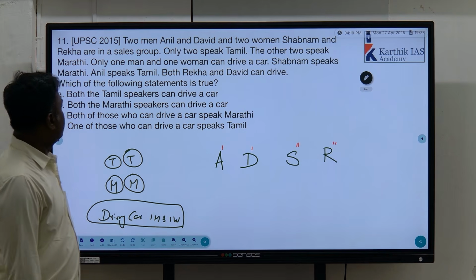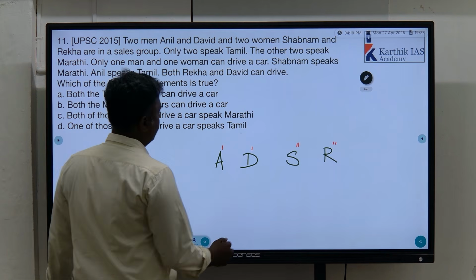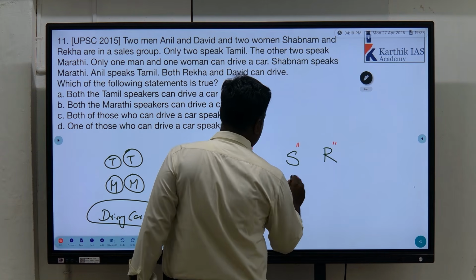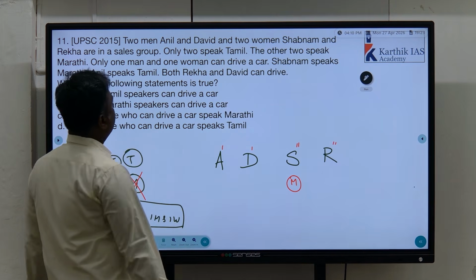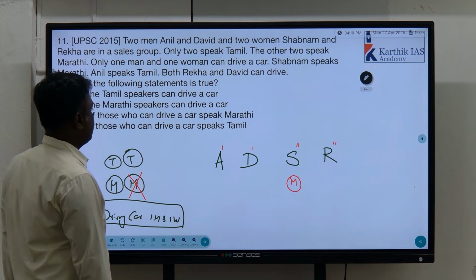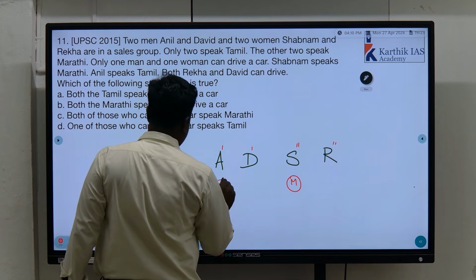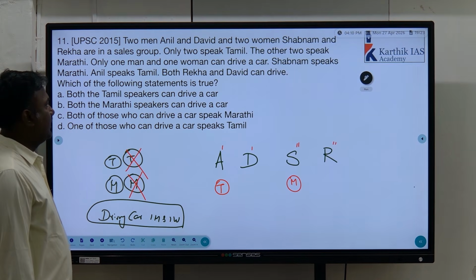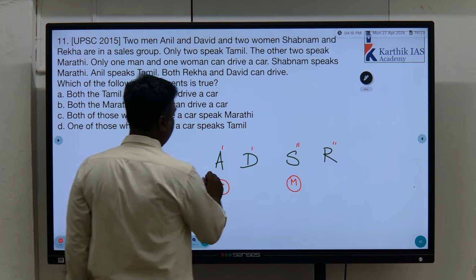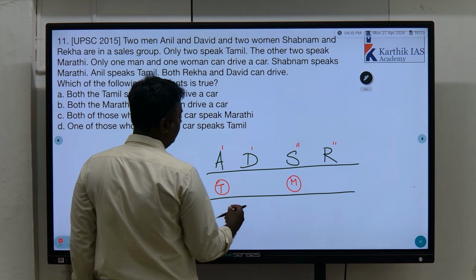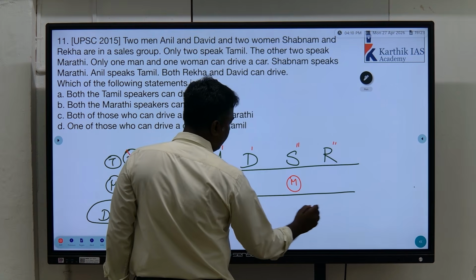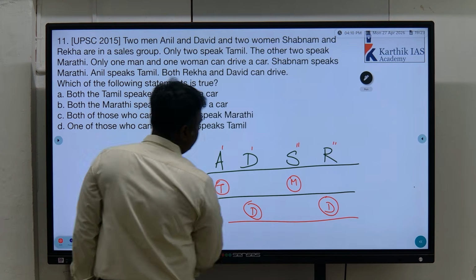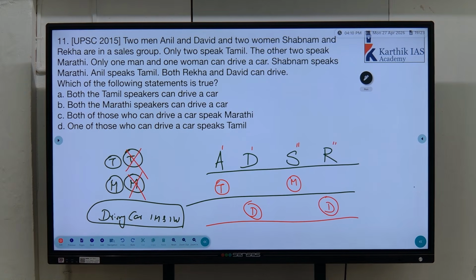Understand? Shabnam speaks Marathi. So 1 Marathi we have used. Anil speaks Tamil. That is also used, 1 Tamil language we have used. Both Rekha and David can drive. So who can drive? David and Rekha can drive. Drivers we know. Understand?